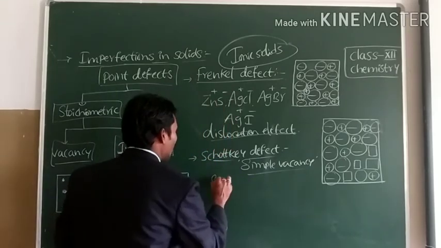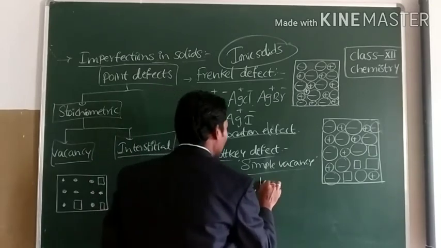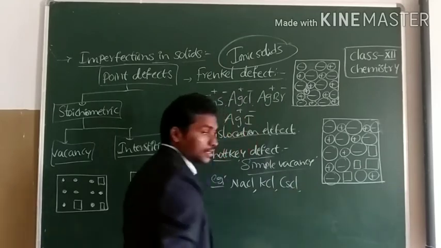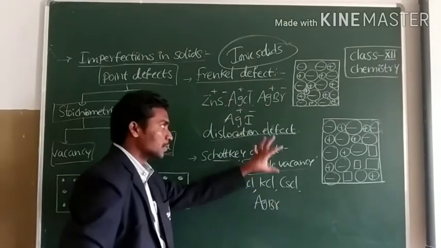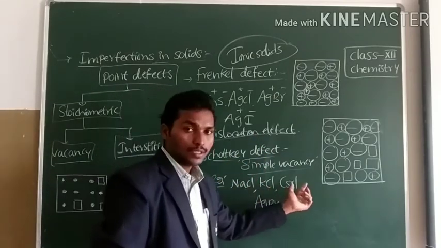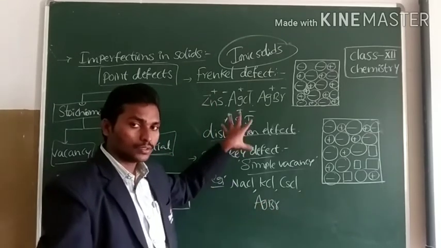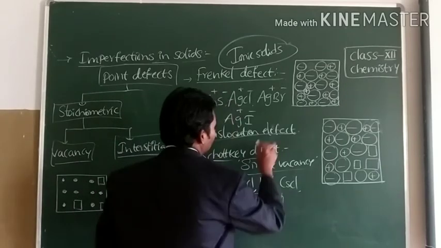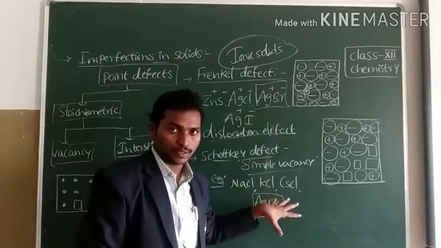For example, sodium chloride, NaCl, potassium chloride, KCl, cesium chloride, CsCl, and silver bromide. These solids possess Schottky defect. These are ionic compounds. Remember, note the point here: silver bromide possesses both Frenkel defect as well as Schottky defect.